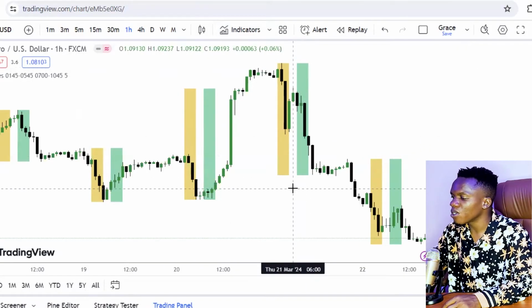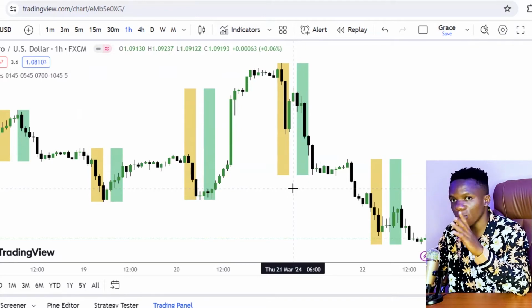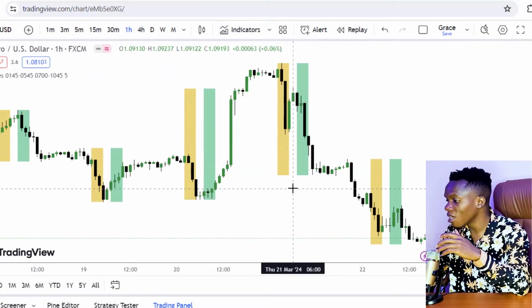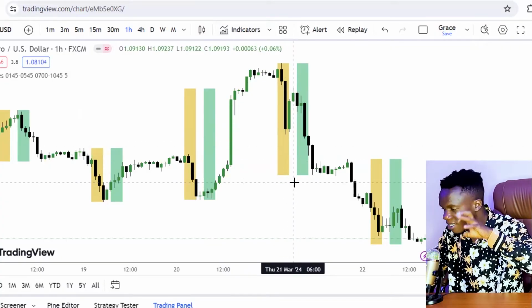This indicator will show you London session and New York session. That is the most important one, although there are still other sessions, but I preferably just want to work with these 2 powerful sessions, because this is the moment of volatility in the market.